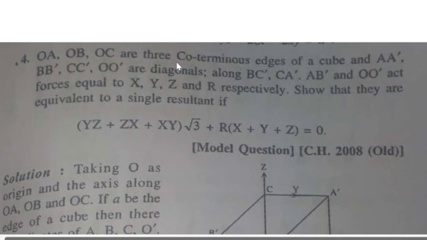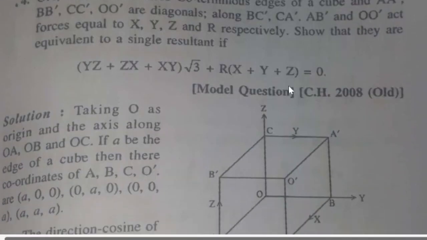Okay, so OA, OB, OC are three coterminous edges. Coterminous means having the same point as one of the terminal points. Okay, O is the same fixed point here. OA, OB, OC all are emerging from the point O. So coterminous edges of a cube. You can easily understand for a cube, not all the edges are coterminous. Three edges I can take from a point, or that can emerge from a point. So any of these three edges I have taken pass through a common point, this O.